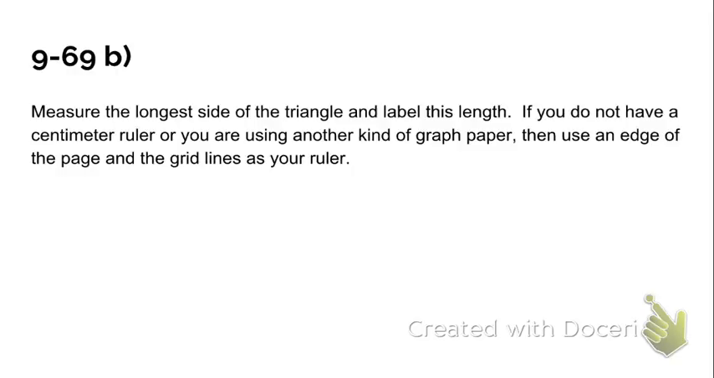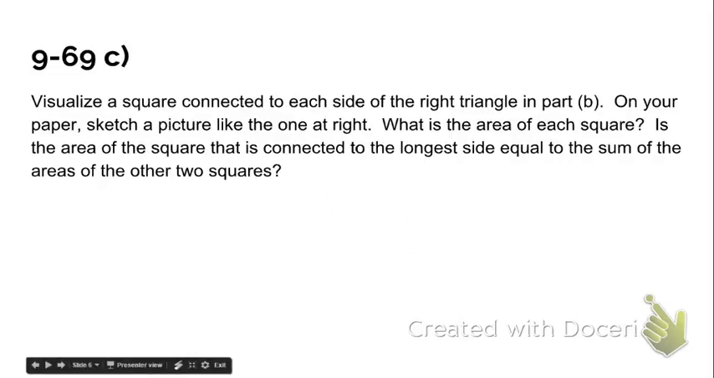Okay, now if you've done this well, you should have arrived at a number very close to about 13, if you've done this correctly. Now, visualize a square connected to each side of the right triangle. On your paper, sketch a picture like the one at the right. What is the area of each of those squares? Is the area of the square that is connected to the longest side equal to the sum of the area of the other 2 squares?